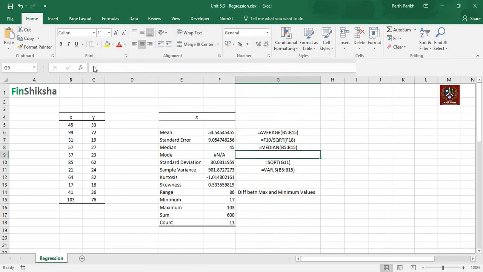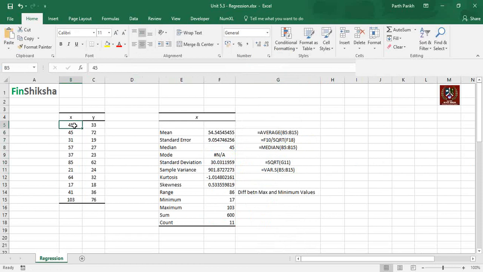Mode is the number of times a particular value is repeated. So there are no values which are repeated. If I move this to 45 and then I do the statistical analysis again, my mode will be 45 because 45 has been repeated.